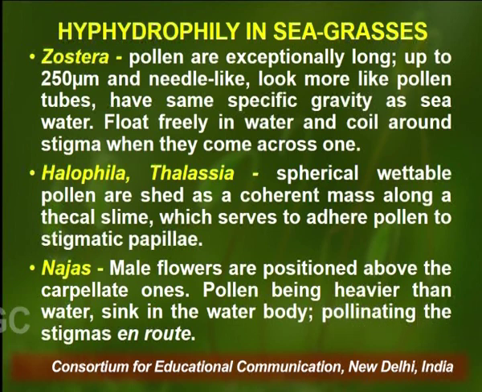In Halophila and Thalassia, the pollen are spherical and they are wettable. Another important feature is that they are shed as a coherent mass along with the thecal slime. So this serves to adhere pollen to the stigmatic papillae. Najas has a type of pollination which is very similar to what I told you about Ceratophyllum. Male flowers are positioned above the carpellate ones. Pollen being heavier than water, they sink in the water body, pollinating the stigmas on the way.